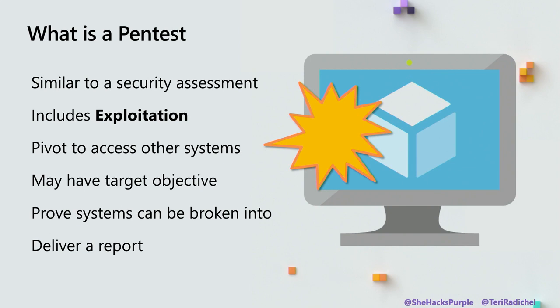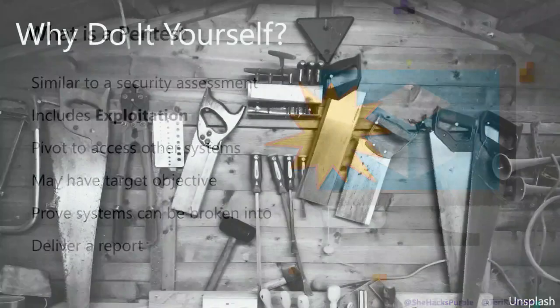Okay, so what is a pen test? We just want to get this out of the way. A pen test is a little different, and the main difference between a pen test and a security assessment is that it includes exploitation. So when I find those vulnerabilities, I'm actually going to try to attack them, get into your environment. I want to pivot. I want to see if I can get at some data, exfiltrate data or do something else in your cloud. Maybe I want to spin up an instance with a crypto miner on it. And then typically you have a target objective that you're trying to go after, and you're trying to prove that systems can be broken into. At the end, you again deliver a report.